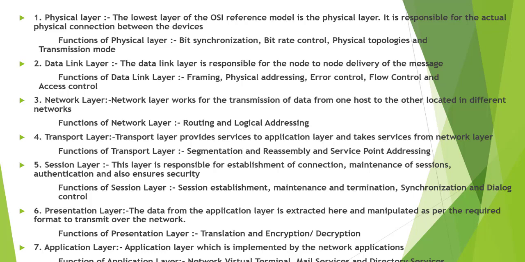The second service is service point addressing. In order to deliver the message to the correct process, the transport layer header includes a type of address called a service point address or port address. By specifying this address, the transport layer makes sure that the message is delivered to the correct process.